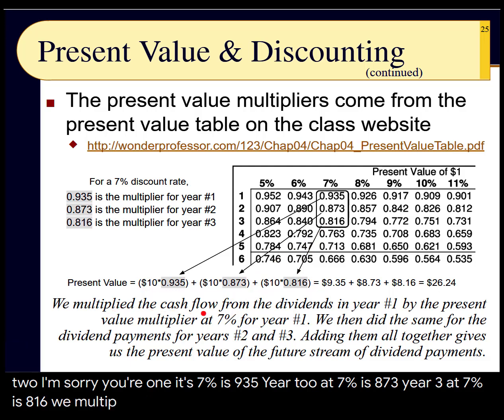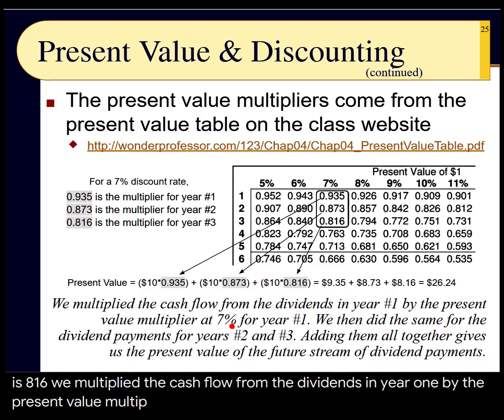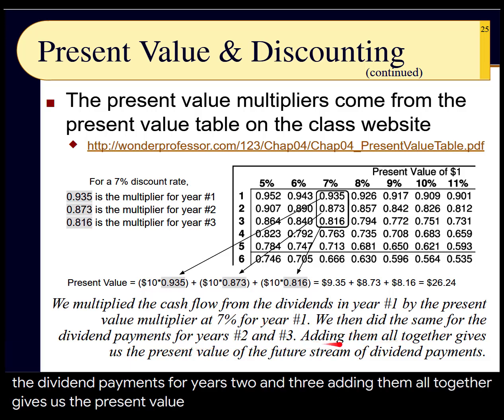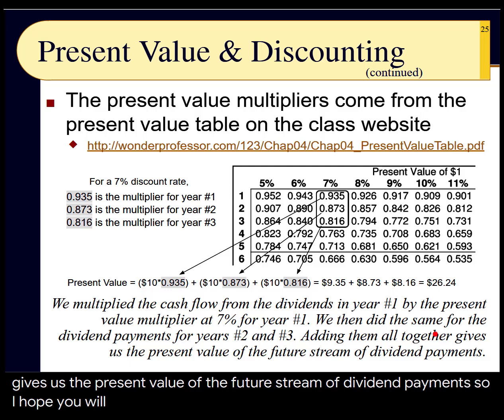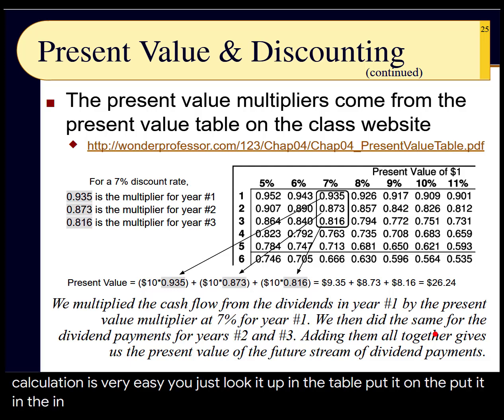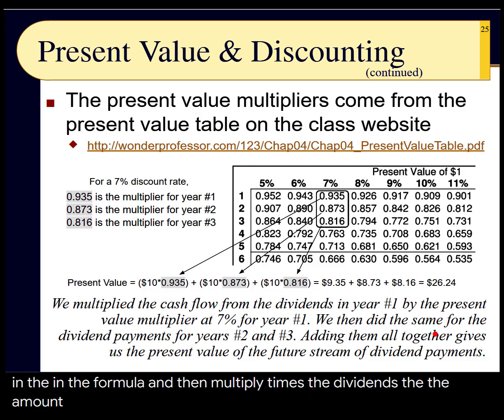We multiplied the cash flow from the dividends in year 1 by the present value multiplier at 7% for year number 1. We did the same for the dividend payments for years 2 and 3. Adding them all together gives us the present value of the future stream of dividend payments. So I hope you will agree, even if the words are still tripping you up, that the calculation is very easy. You just look it up on the table, put it in the formula, and then multiply times the dividends, the amount, the cash flows we're going to get in each year.